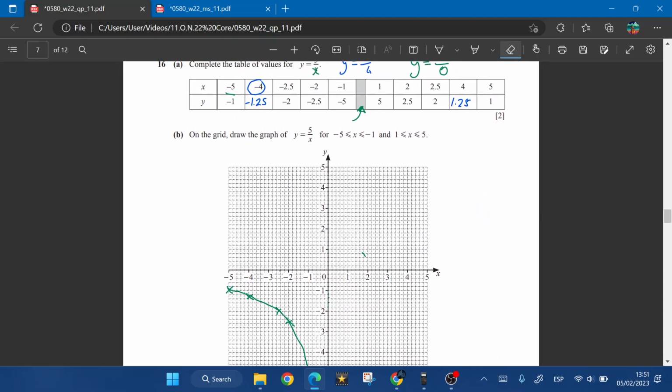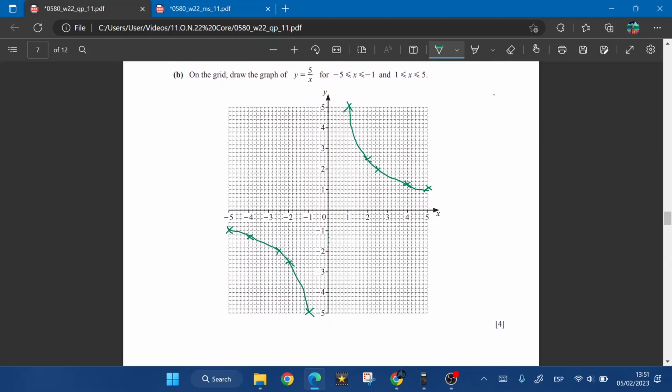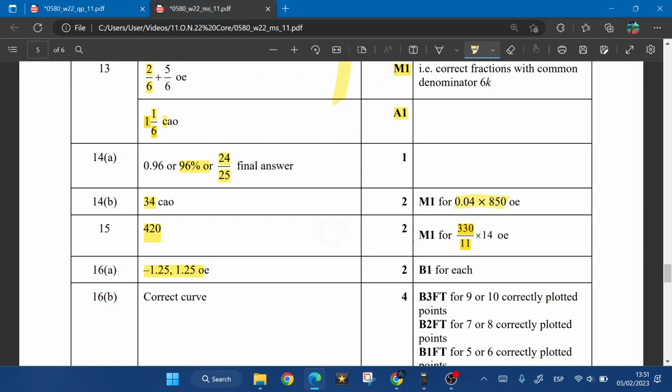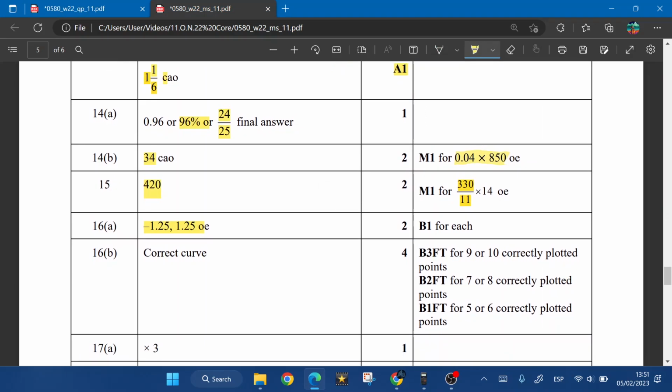Okay, so now we can continue. We can plot the other side of the graph. So along the corridor 1, up the stairs 5. And there we go. Okay, hope yours look better than mine. It's a bit wonky, mine, a bit ugly, but I should get my marks. Okay, correct curve. Make sure you plot every point correctly.